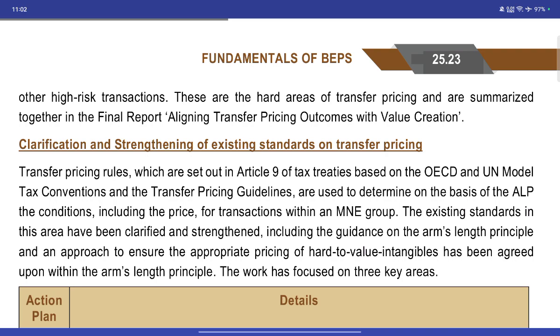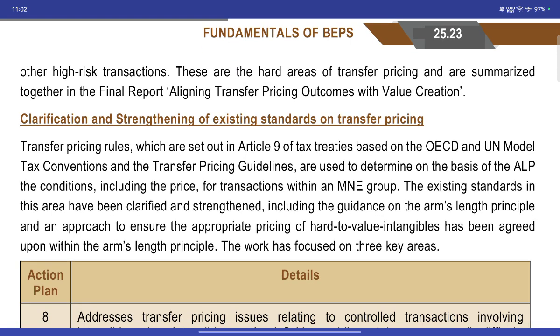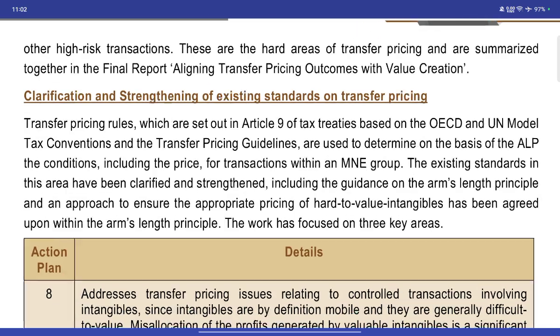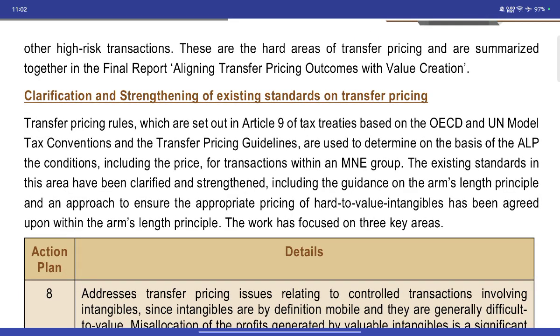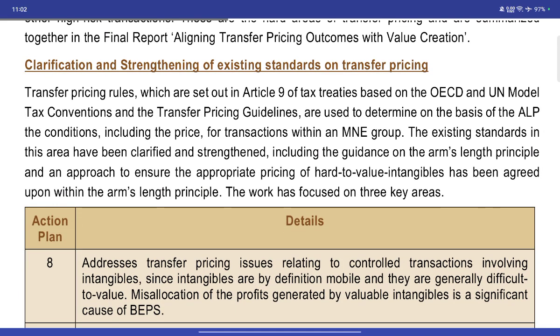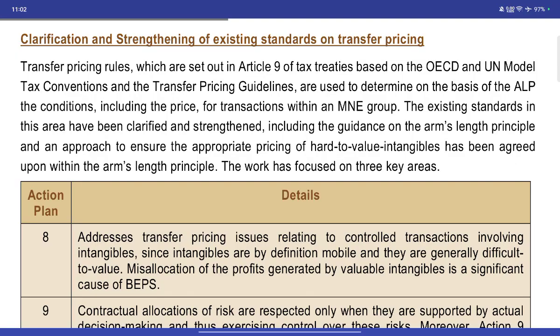The other risk, high-risk transactions and the business. Summarizing together the final report, aligning the transfer pricing outcomes and value creation. Clarification strengthening the existing standards of transfer pricing. The transfer pricing rules set out in Article 9 and tax credit are based on the OECD and UN model tax convention on transfer pricing guidance.